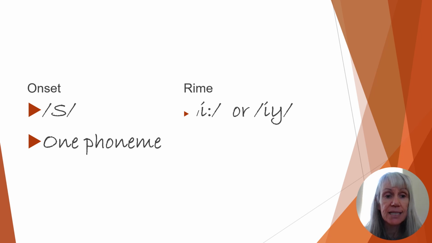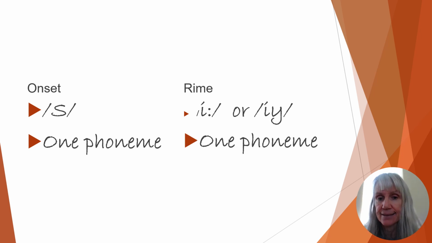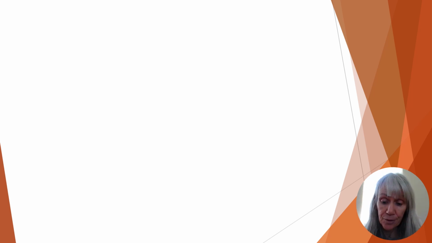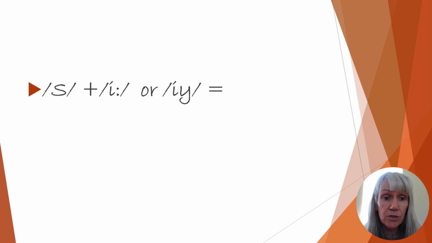E. So we got S, E. So what we've said is we took the consonant S sound and combined it with the vowel sound E, and this is one of those rhymes that does not have a consonant, it's just a vowel sound. The onset and the rhyme both only have one phoneme each. And what have we made?